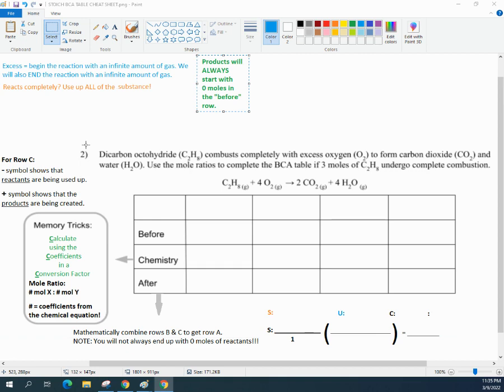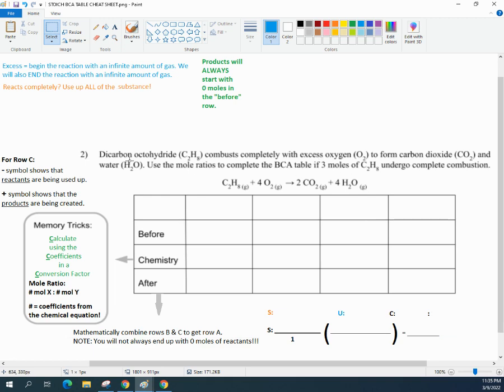I'm going to be going over the second example that's on the stoichiometry cheat sheet, the BCA Table Cheat Sheet. Now, it doesn't have all of this extra stuff underneath and around. This is actually from the first example, but I decided to keep it up here so that we could go back and look at it as a reference. So let's take a look at this.